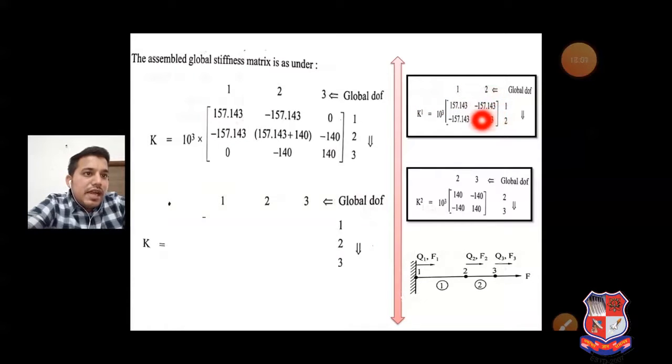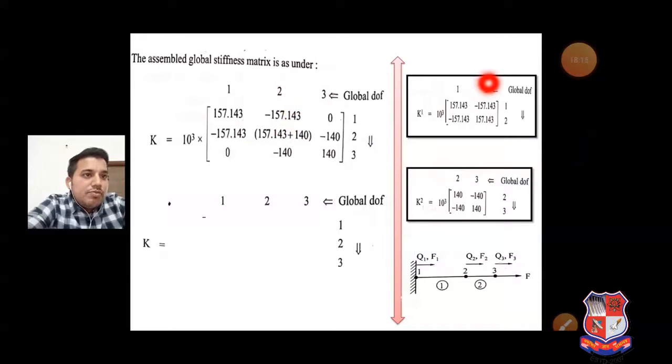So 2 1 is equal to minus 157. So I can put in, this is the 2 1, but here is the 3 1. 3 1 is not there, that's why I can write down 0. Now 1 2, 1 2 is the minus 157.143. I am right indicate here.